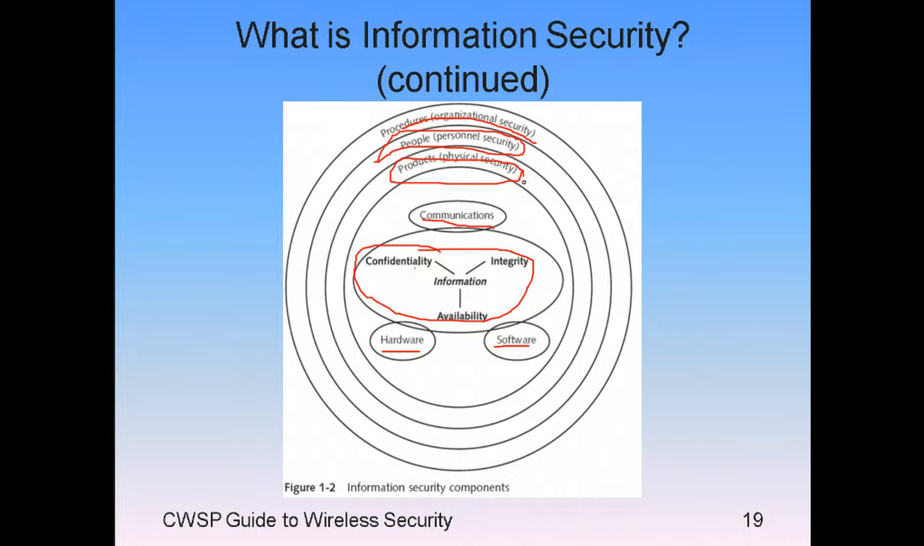Products, again, would be things like antivirus software, firewalls, whatever else, and the firewall could be either a hardware or a software firewall. So people are going to be one of the big things, and training is going to be one of the big issues. Train people what to do, what not to do. Lots of phishing going on.